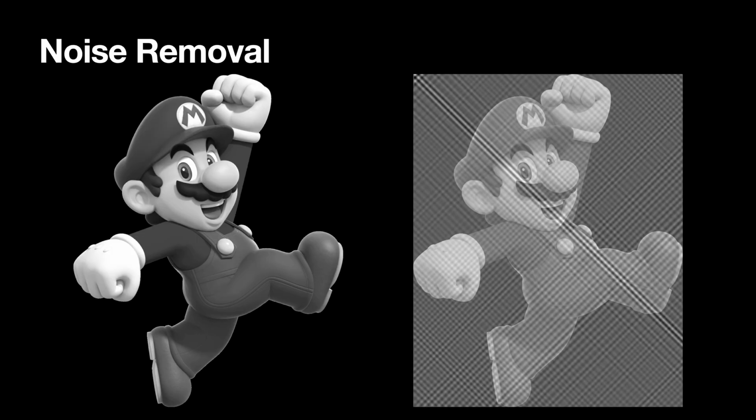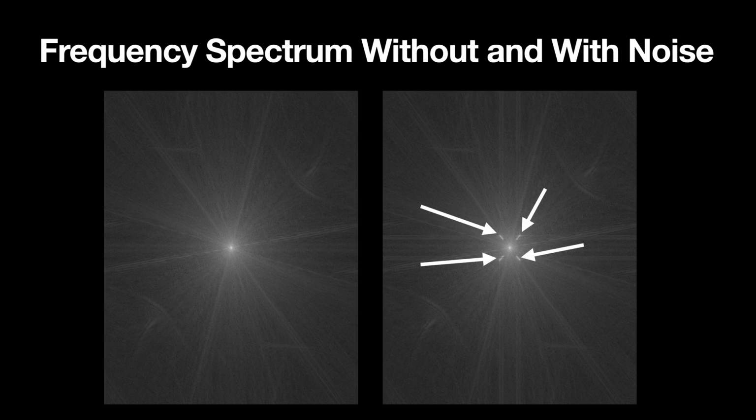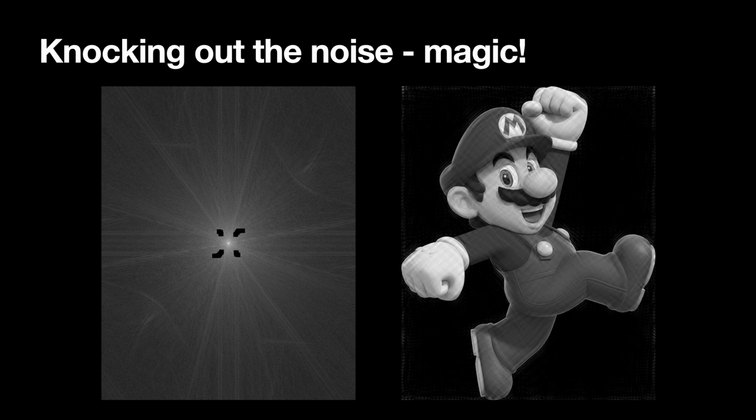But there are more interesting things we can do in the frequency domain. Suppose we've got an image that has been contaminated with noise at a particular frequency. We can see the noise very clearly in the frequency domain if we compare the original image's FFT with the noisy image's FFT. If we knock out these areas of the FFT and do an inverse FFT, the noise can be cleaned up. It's magic.